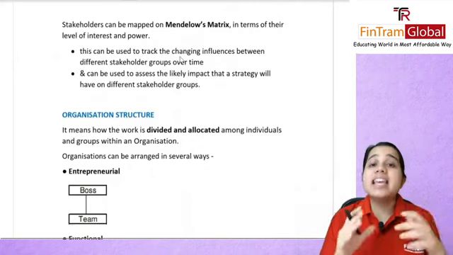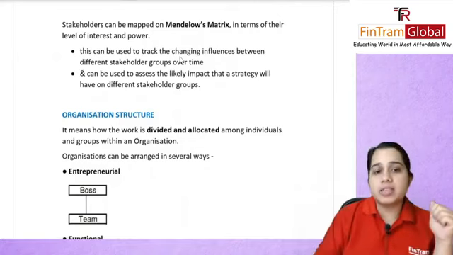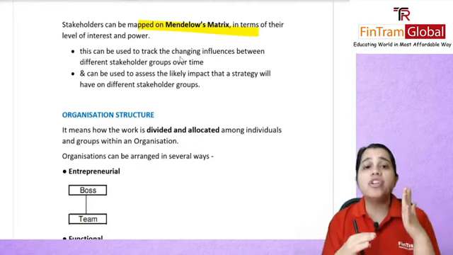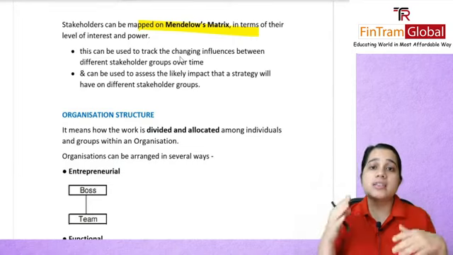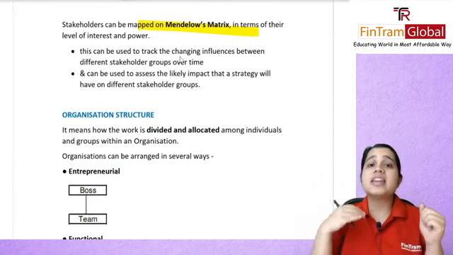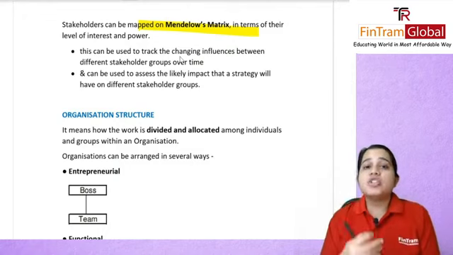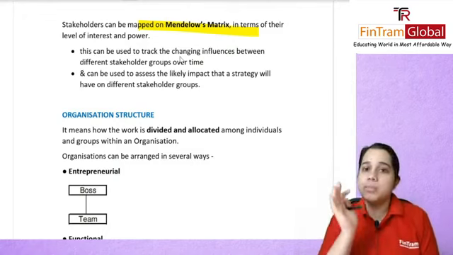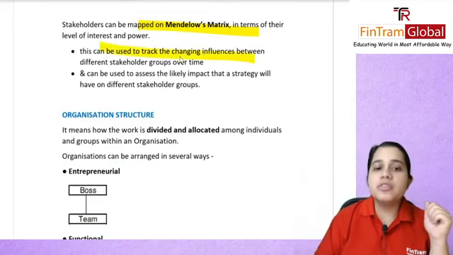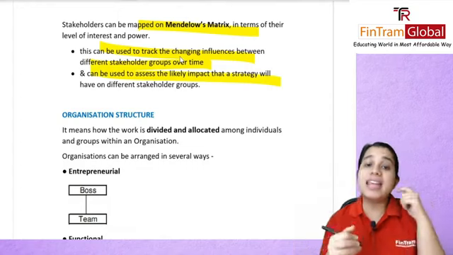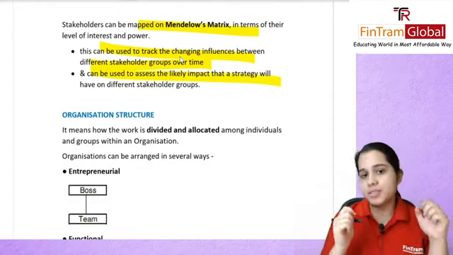Moving on, these stakeholders, if you remember, we had mapped on Mendelow's matrix, wherein we saw the level of interest and power, and we made a matrix. So it depends. If a stakeholder has a high level of interest and a high level of power, then that person is your key player. Your strategies need to be at least acceptable to them. Now, this matrix can be used to track the changing influences and can be used to assess the likely impact that a strategy can have on these various stakeholder groups.